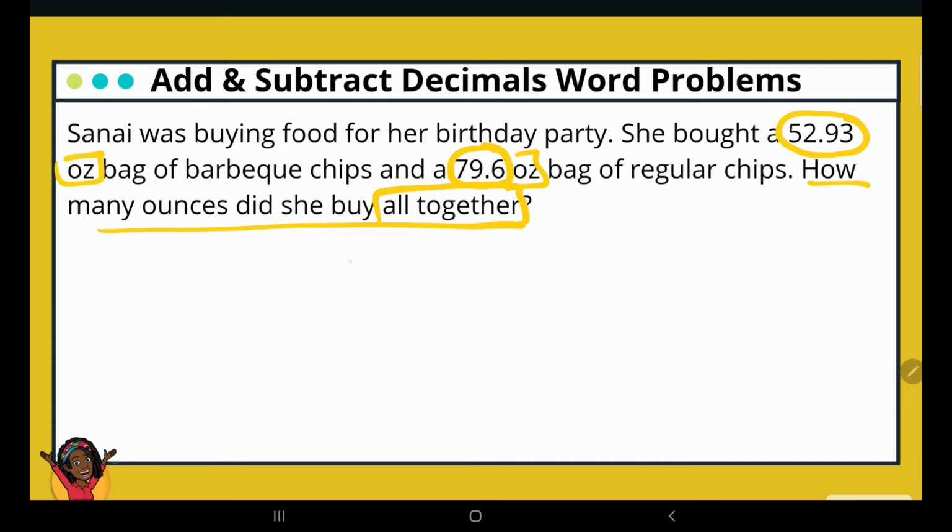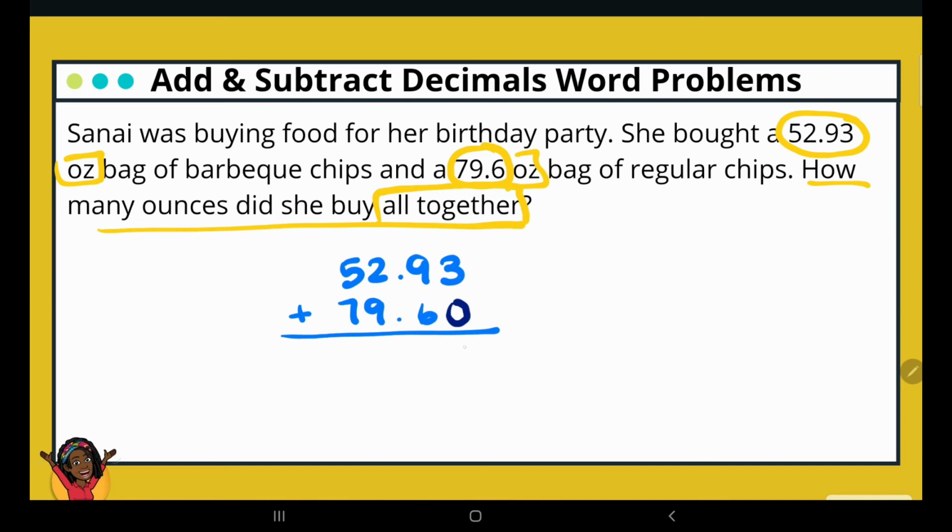So I have 52.93 and 79.6. Now, once you get pretty comfortable with identifying how many decimal places are located, then you'll start combining your numbers a little faster. So let's go ahead and put in our placeholder and let's add.